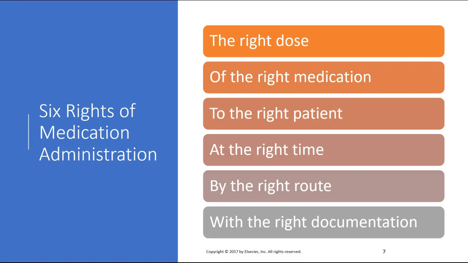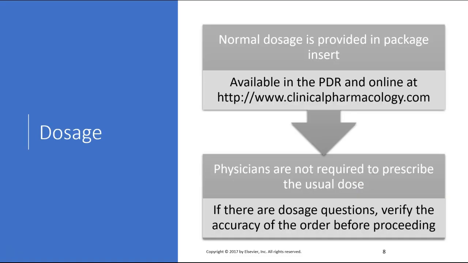All right, so it used to be 5 rights of medication administration. It is actually 6 rights, so don't get that wrong. It's the right dose of medication, the right medication that you're giving, the right patient you're giving it to, at the right time, the right route, with the right documentation. The one thing that they've added was the documentation. So we went from 5 rights to 6 rights.